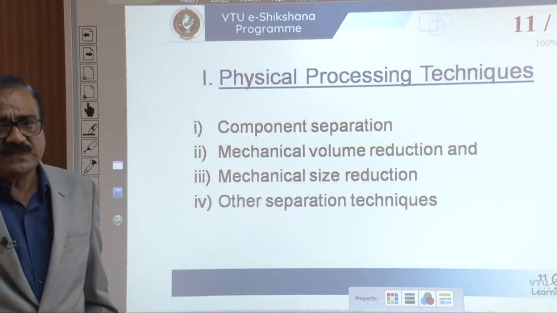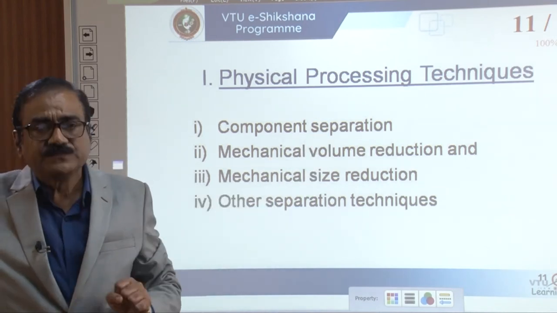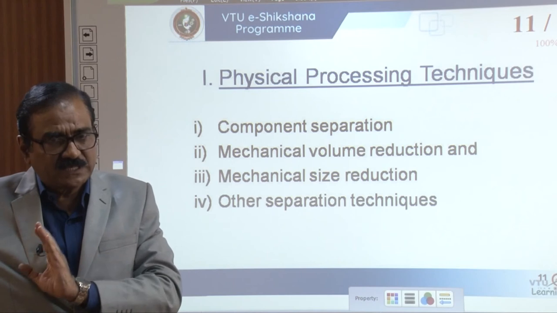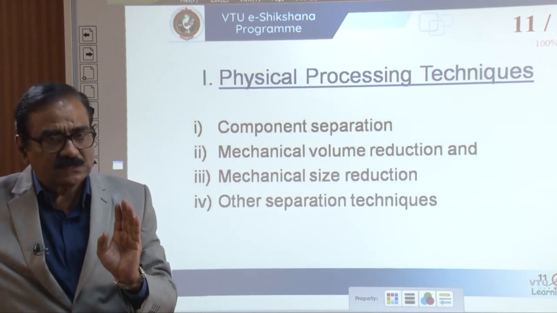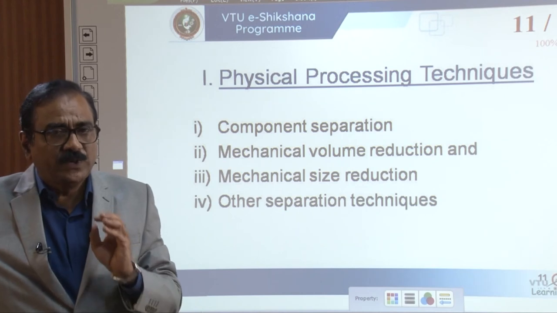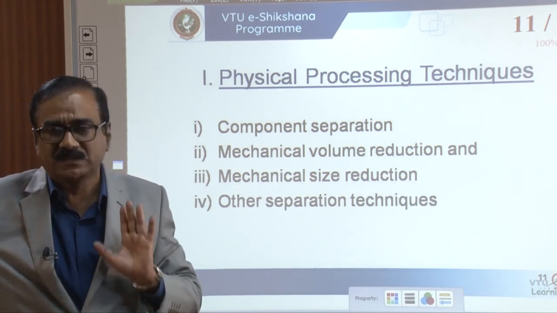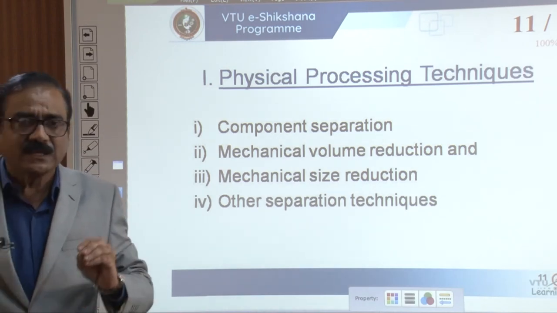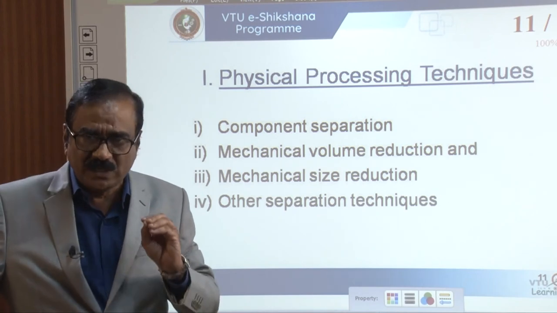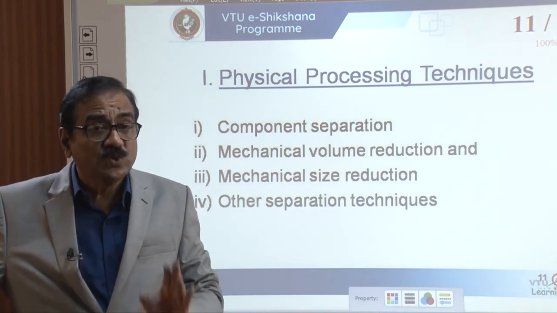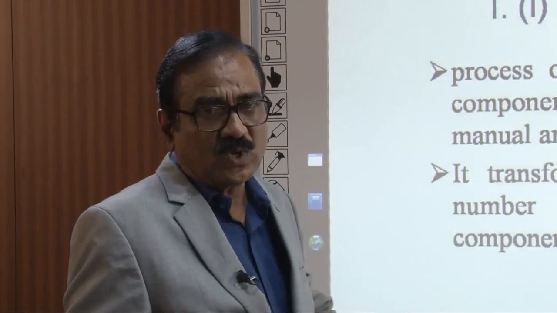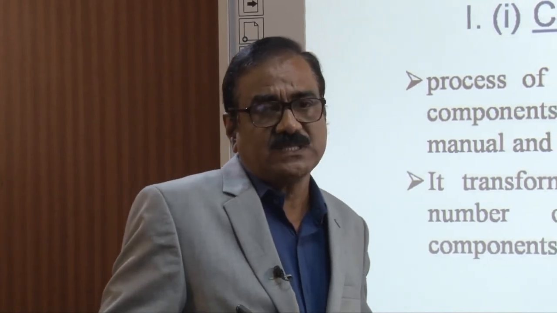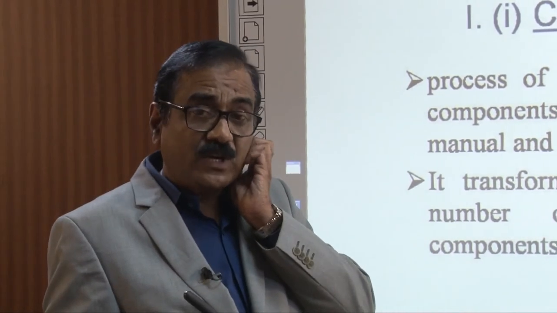Again, for the physical processing techniques, there are four techniques. Physical processing is not altering the properties, it will only be modifying the physical properties. This you have to always remember whenever I say physical processing. And all the engineering techniques used to achieve these objectives are termed as unit operations. I told you there are different techniques used in the physical processing to achieve the ultimate objectives.